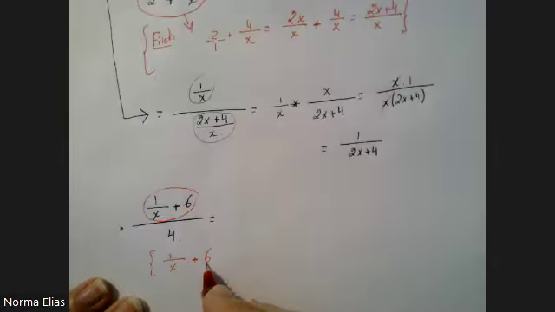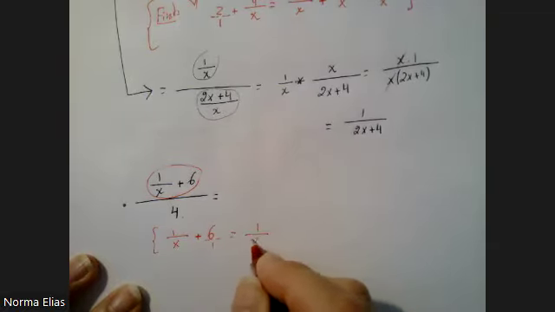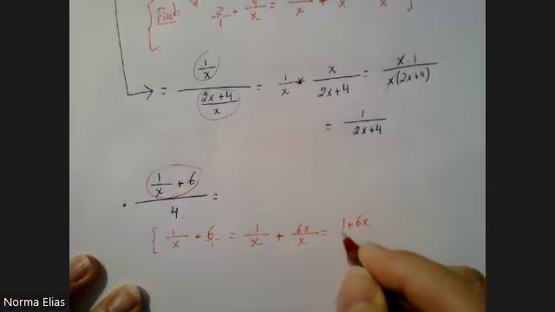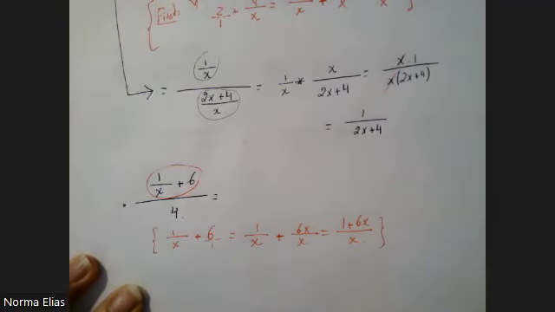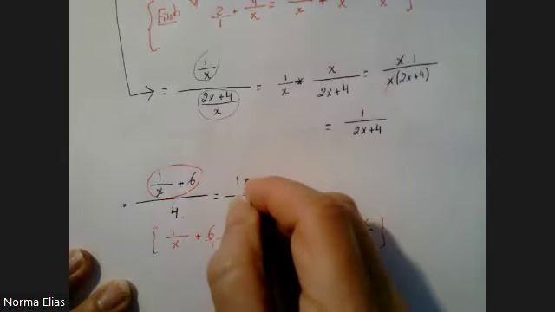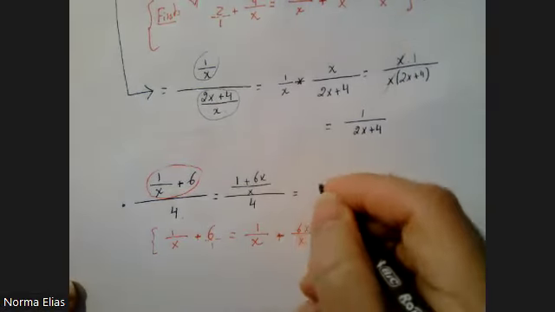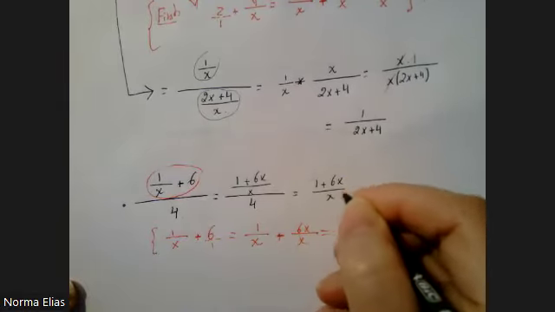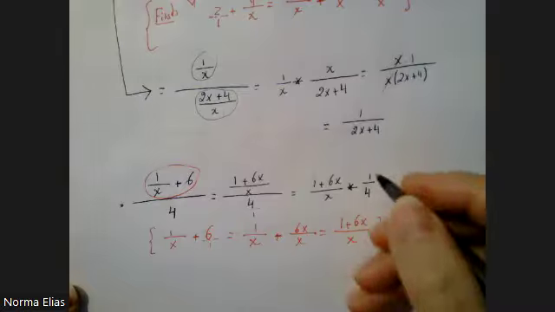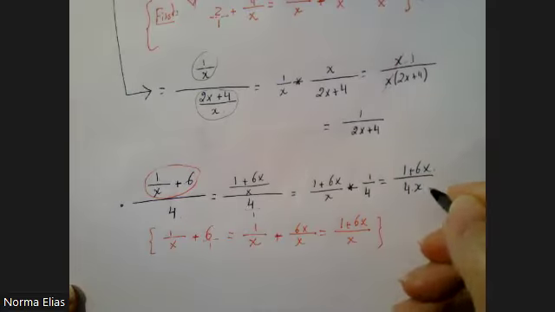Now here, 6 is like 6 over 1. So the common denominator is going to be x. So it's going to give me 1 over x plus 6x over x, leaving me with 1 plus 6x over x. Now this is a more simplified version, and now I go back here. This is 1 plus 6x over x, and this is a 4, or 4 over 1. I'm just multiplying with the reciprocal 1 over 4, so this will give me 1 plus 6x divided by 4x.